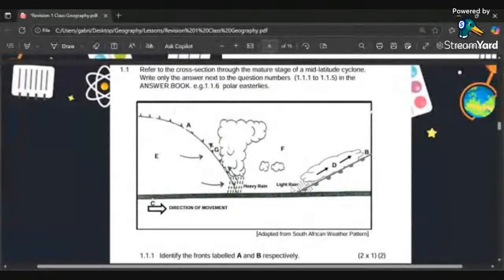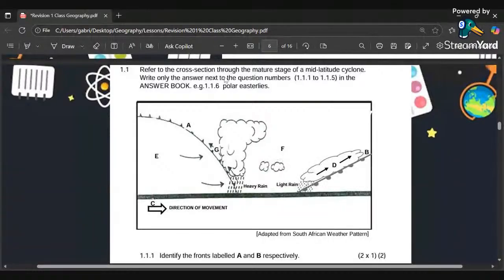So Paper 1 Geography is coming in about 6 days, and I thought maybe I should start with going live and attempting previous question papers. And yeah, this is the start.